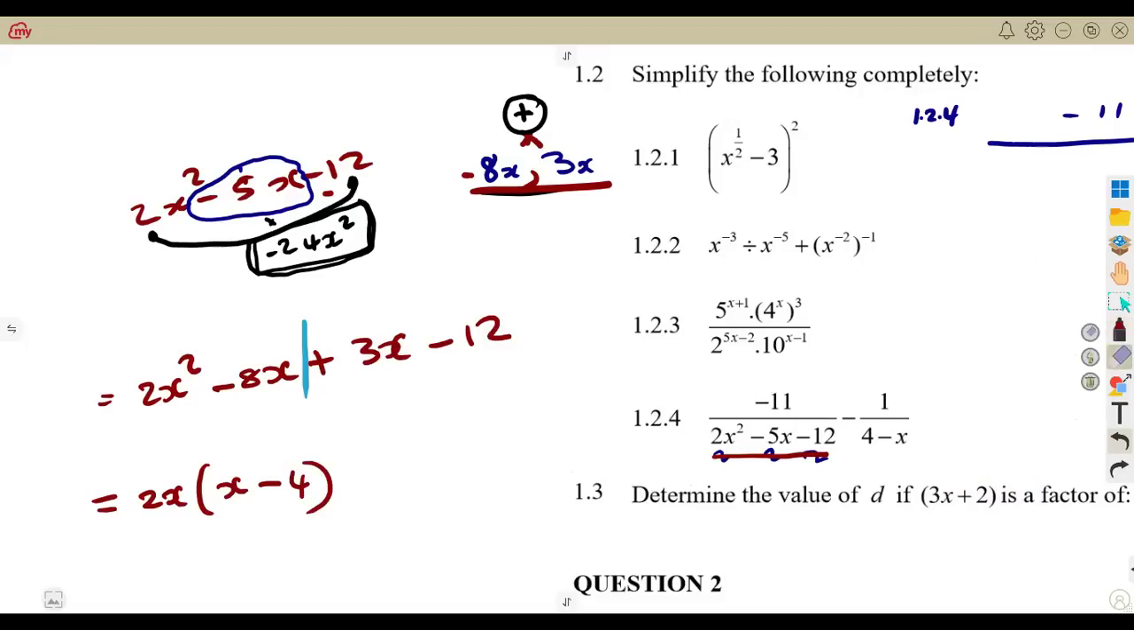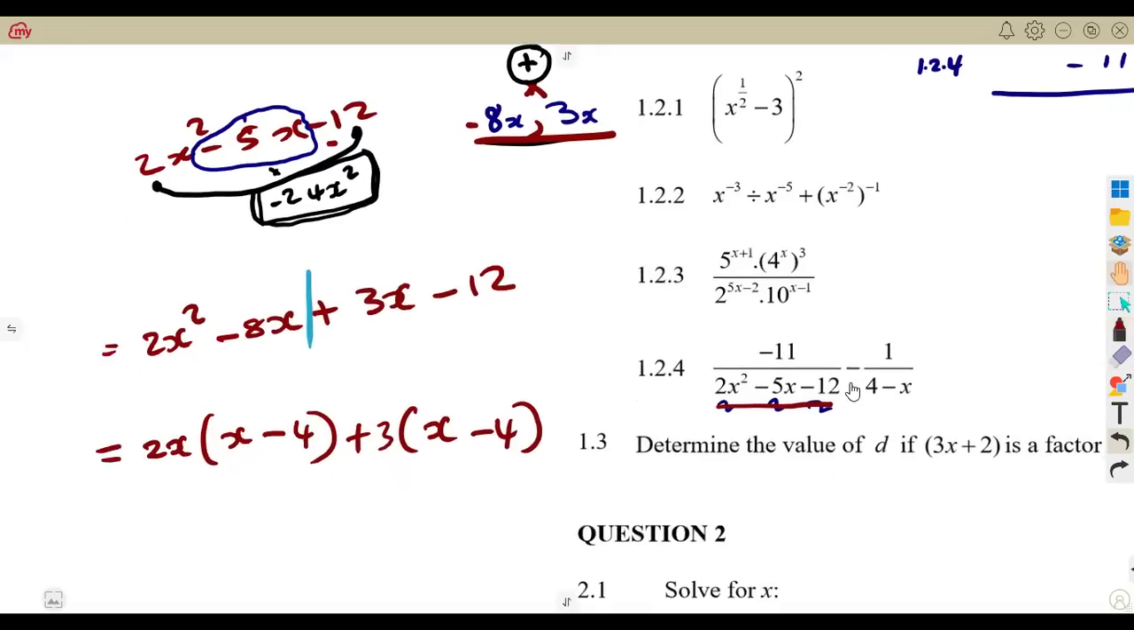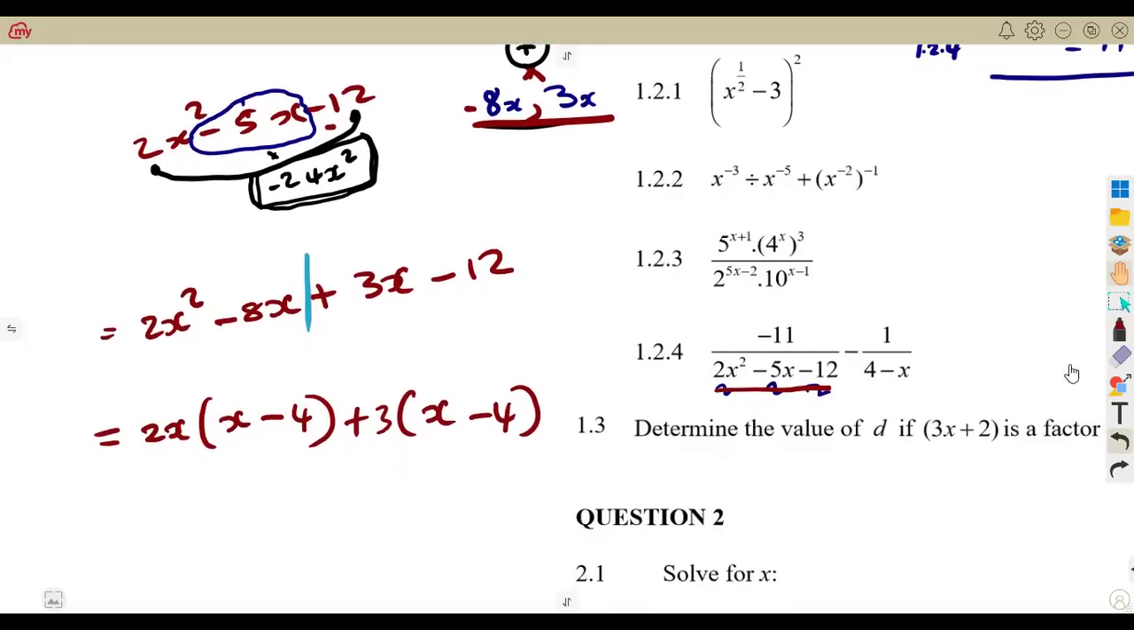What is common in what is remaining in the last two? That's a plus 3x and minus 12. So you can factor out 3 so that we have the same brackets. 3x divided by 3 leaves x, and minus 12 divided by 3 gives us a minus 4. So you divide by what you factored out. Just by looking at the question, you can see the answers are going to be like this. There is a common bracket, the bracket of x minus 4 and this bracket of x minus 4.